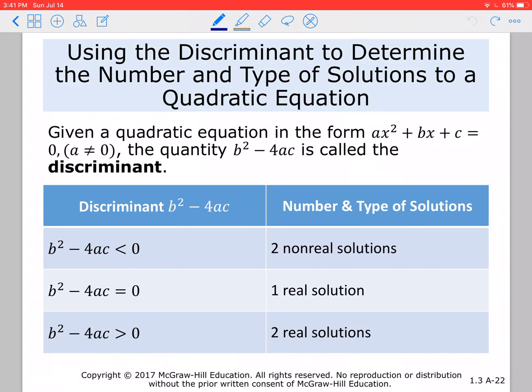So for these three examples, we're just looking at using the discriminant to determine the number of solutions. That's all we're doing. So negative b minus 4ac.